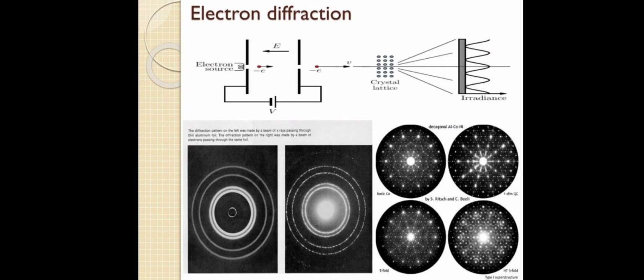Here's a small diagram of electron diffraction. The diffraction pattern on the left was made by a beam of X-rays passing through an aluminum foil. The diffraction pattern on the right was made by a beam of electrons passing through the same foil.